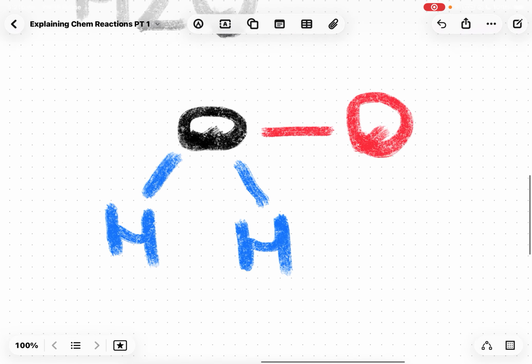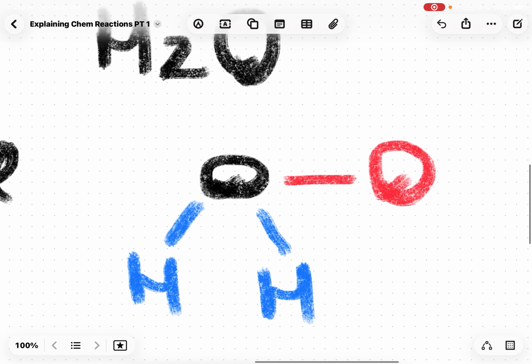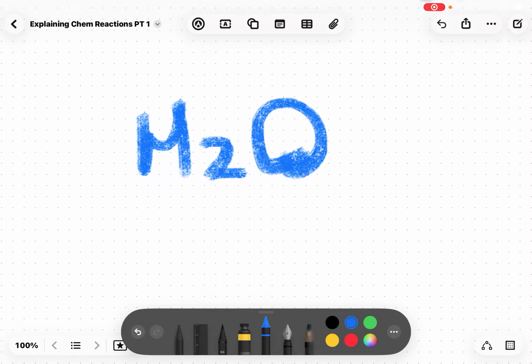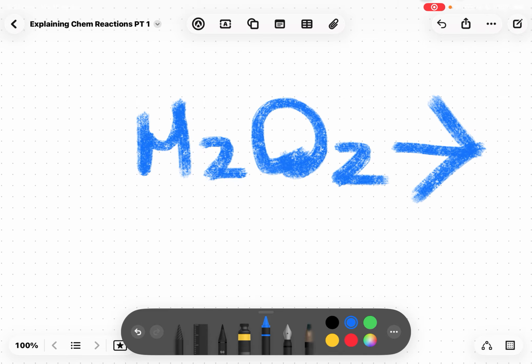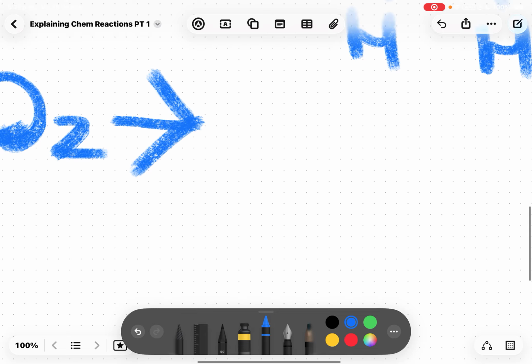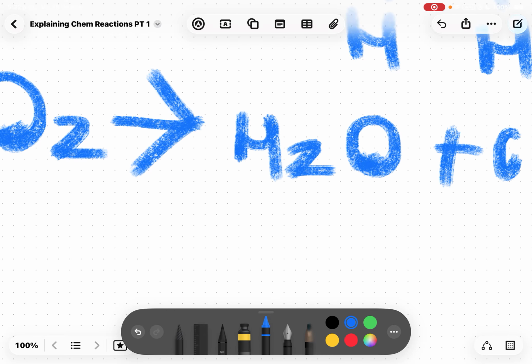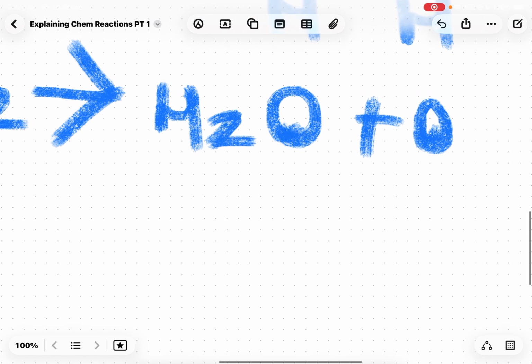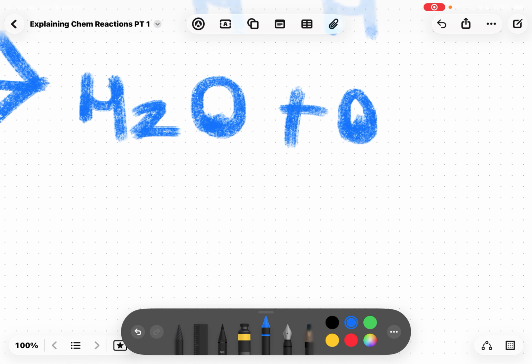We are forcing it. Anyway, so what will happen eventually is that this will decompose into water and oxygen. That's more natural, but this should be like this, but I'll explain it later.